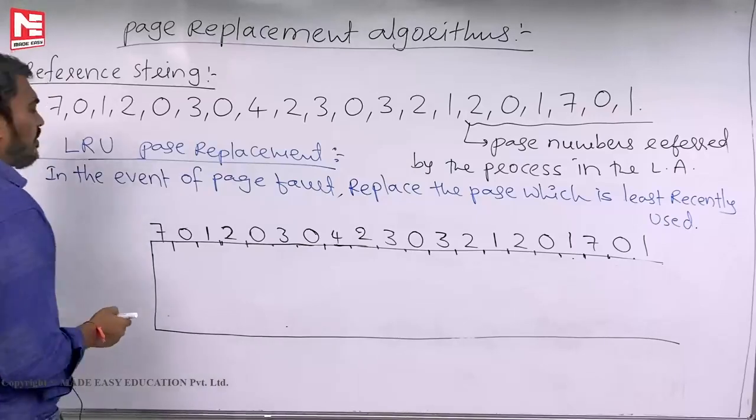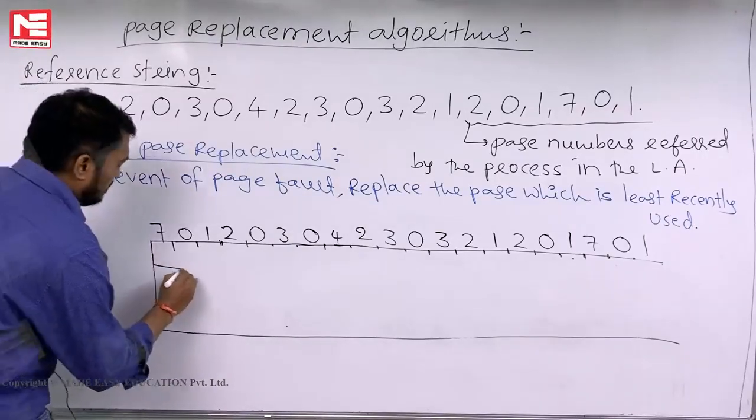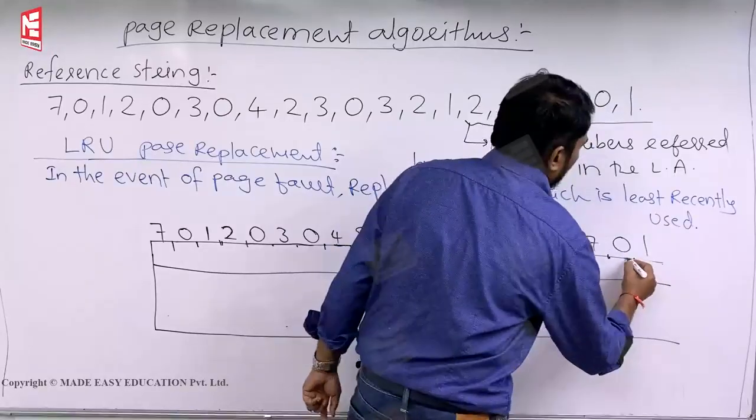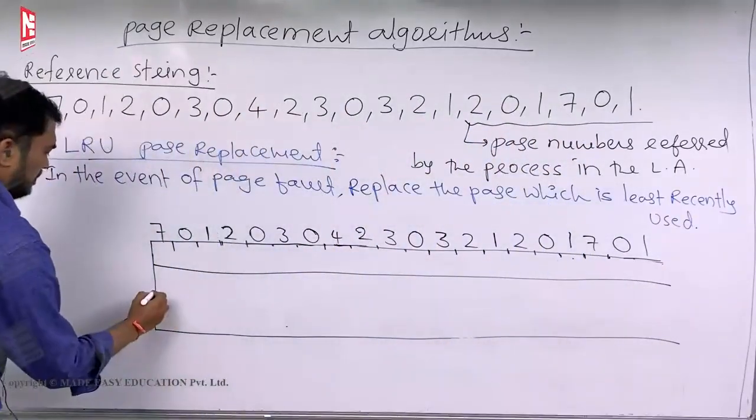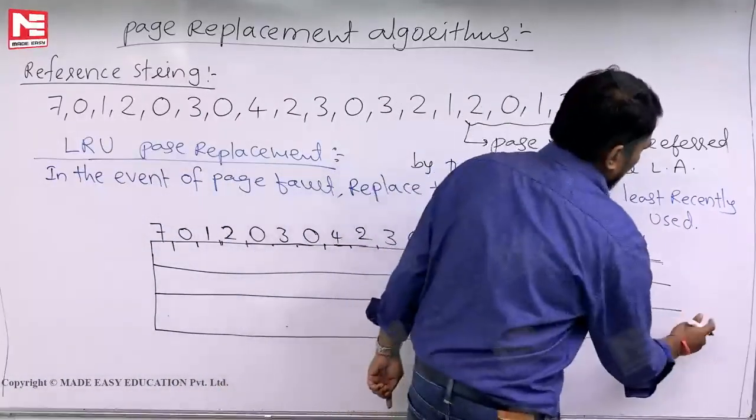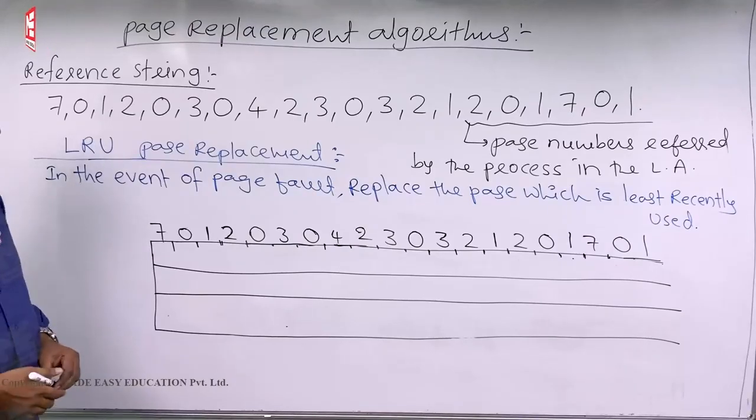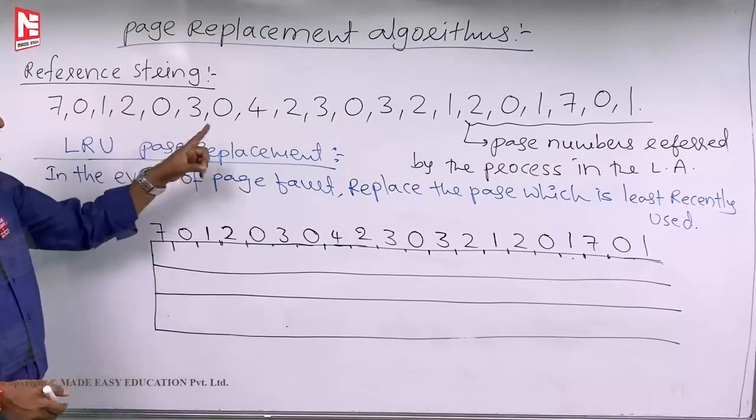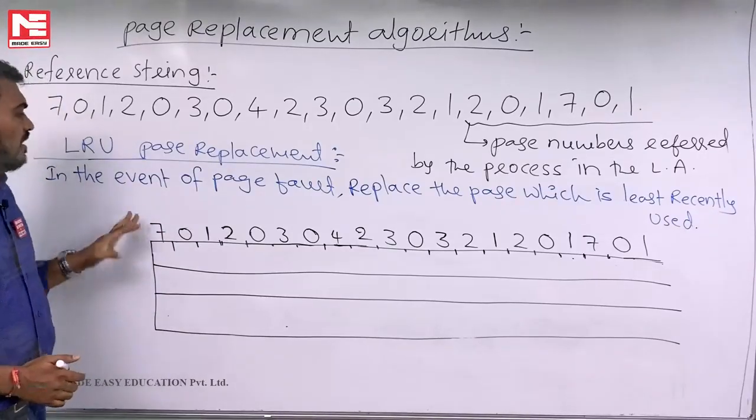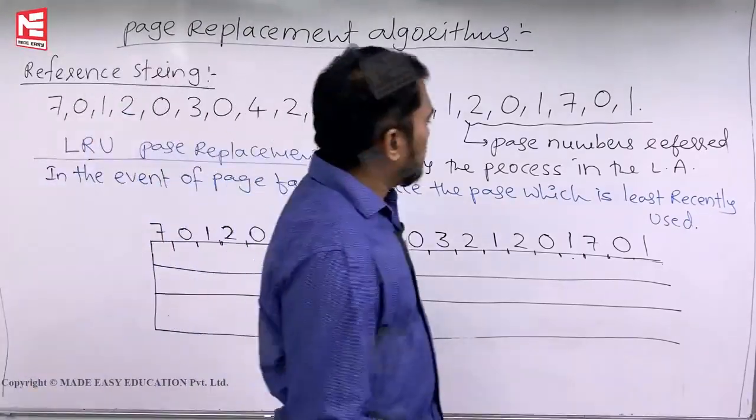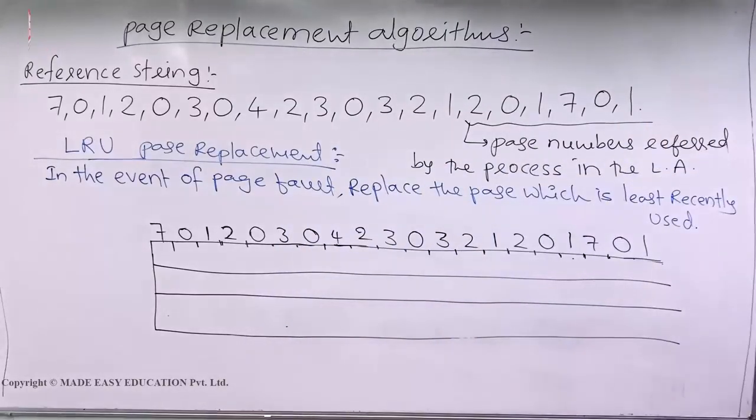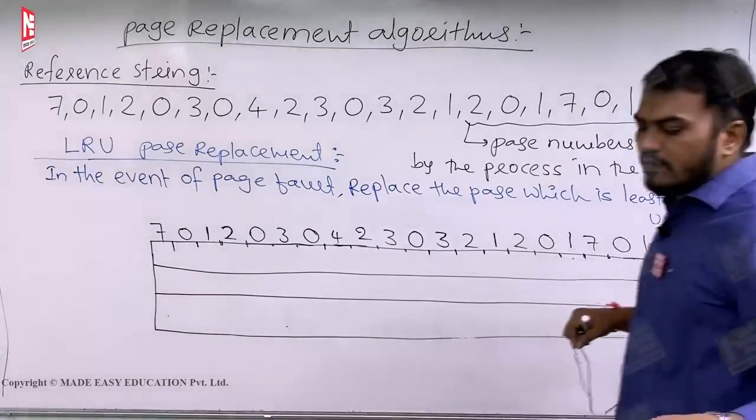Okay, so copy this LRU page replacement. We'll solve with the 3 frames first. Please copy the same reference string with the 3 frames. In the event of page fault, replace the page which is least recently used. Please copy that carefully. So what is the meaning of least recently used?